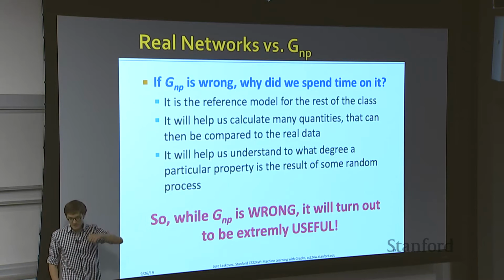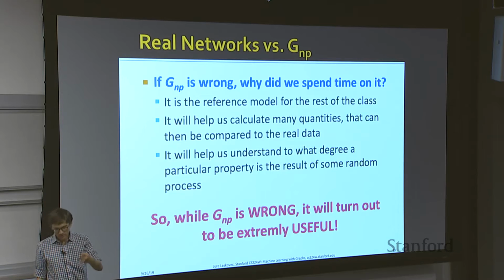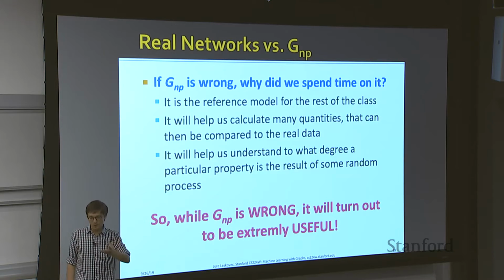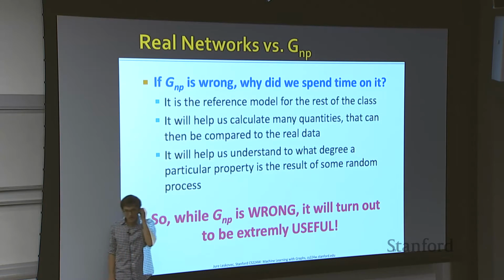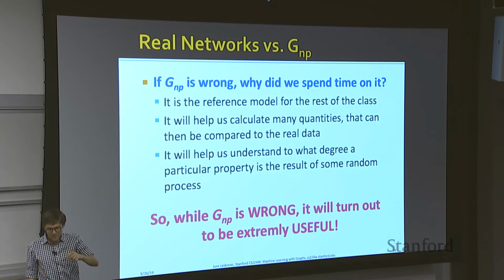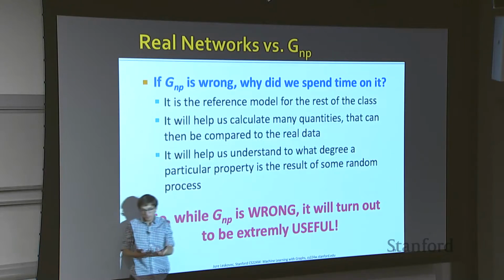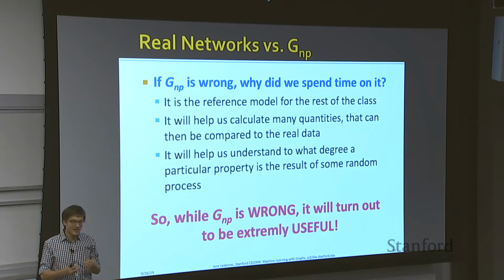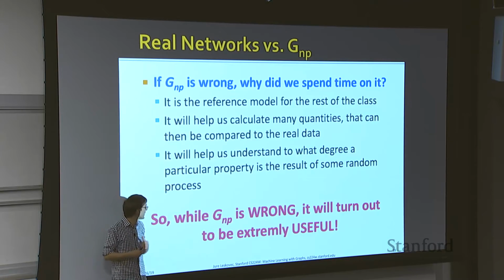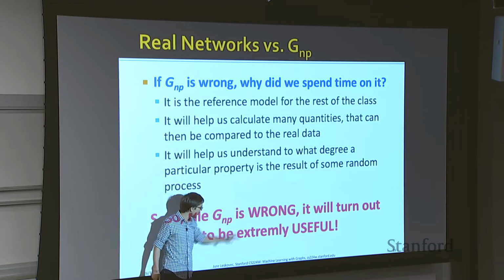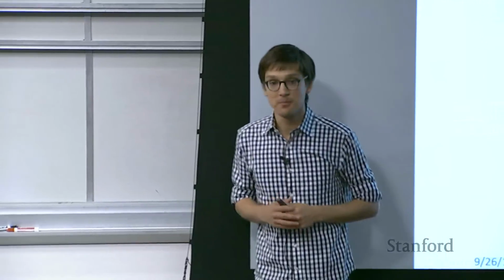The reason is because this is the simplest model, and it's a reference model to judge any network against, to say, should we be surprised about something or not? It also showed how we can calculate in a mathematically rigorous way many different quantities, and how we can then compare them to real data. And it helps us to understand what properties of the graph are a result of some random process, and what other properties are maybe not a result of the random process. So even though this model is kind of wrong, it's very useful. So this is what I wanted to say about the GNP model.